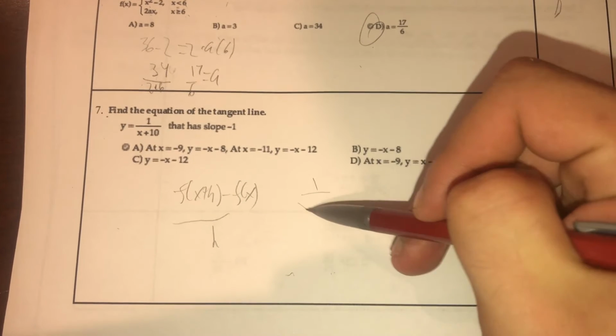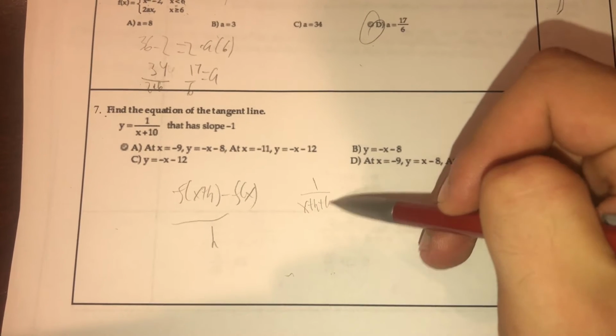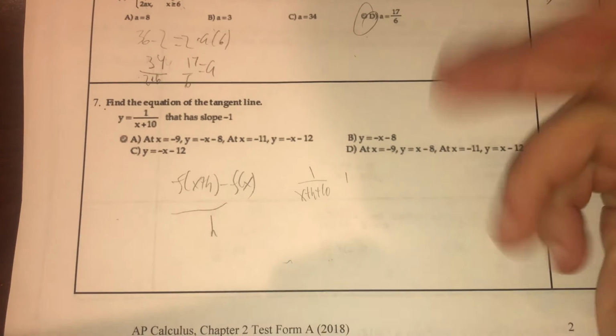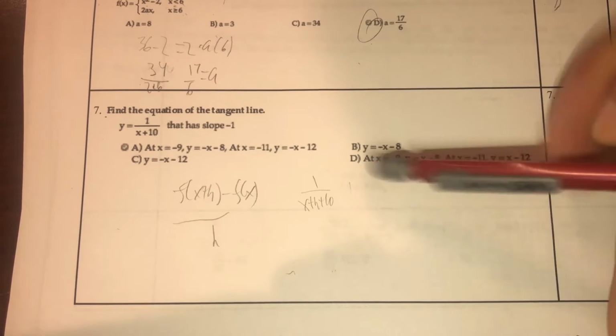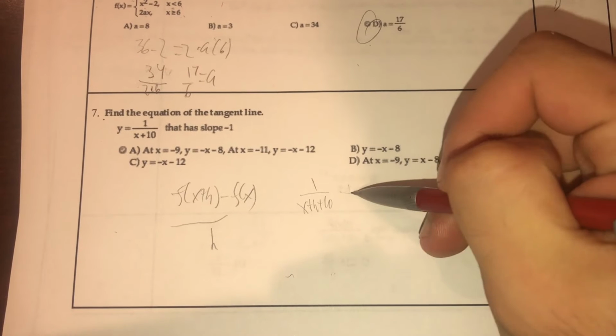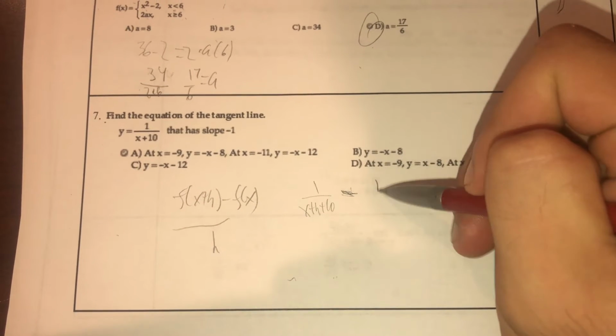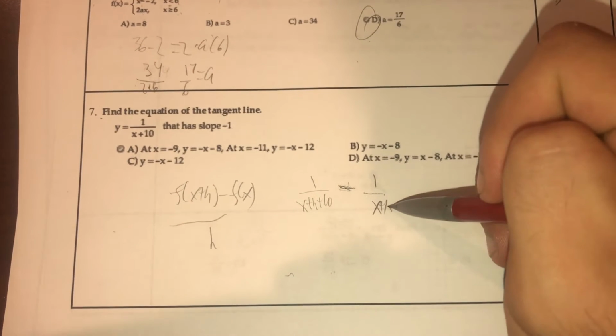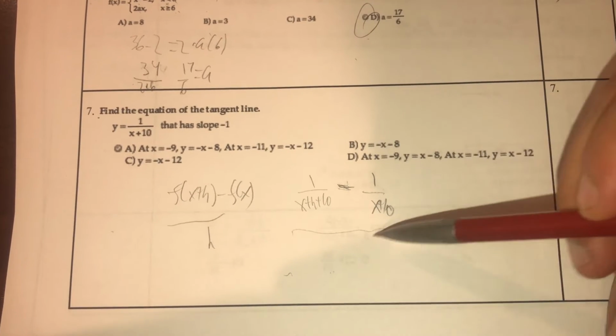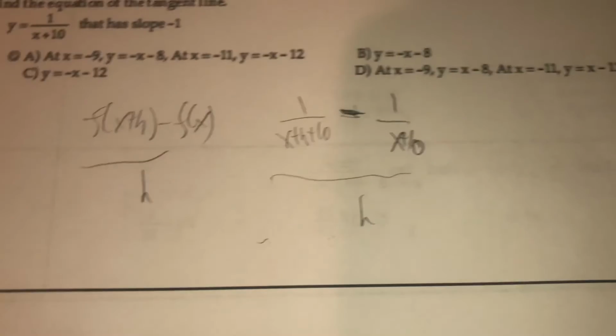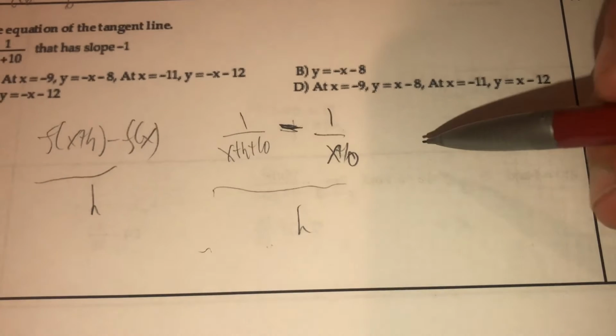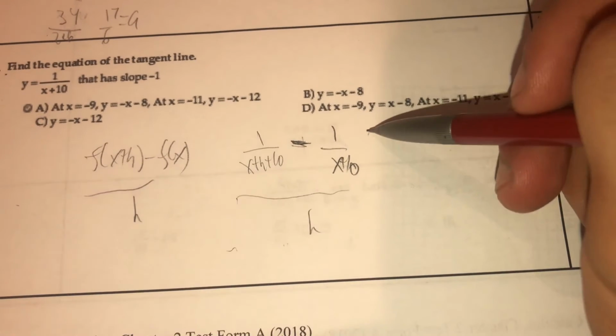So 1 over x plus h plus 10, minus 1 over x plus 10, all over h. So let's multiply the top and bottom by x plus h plus 10 and x plus 10.